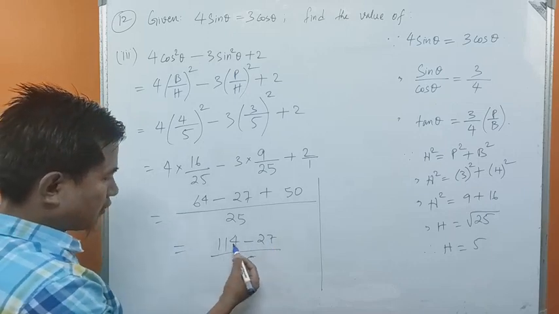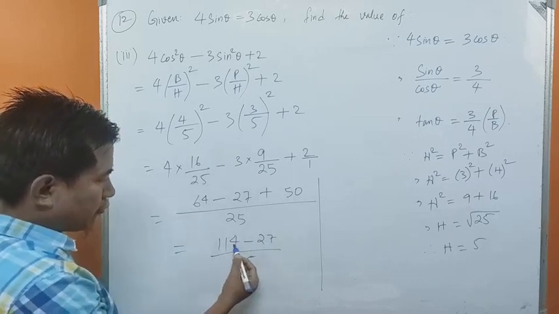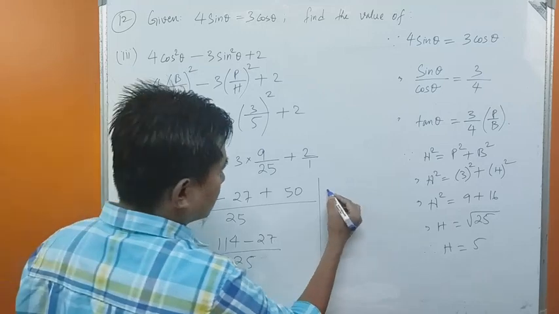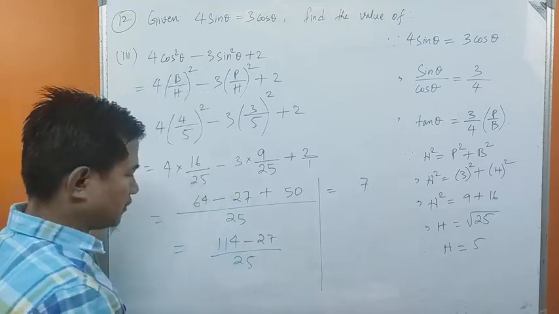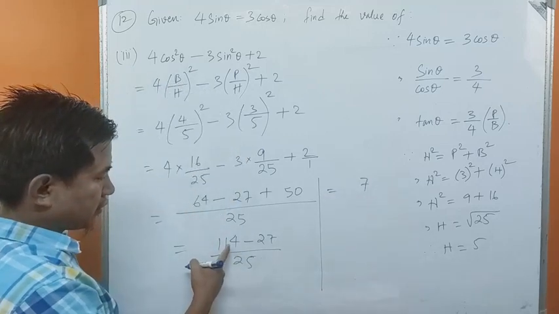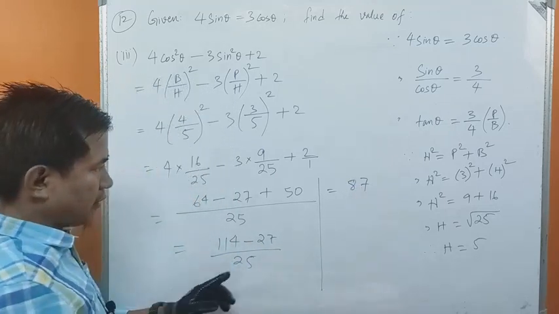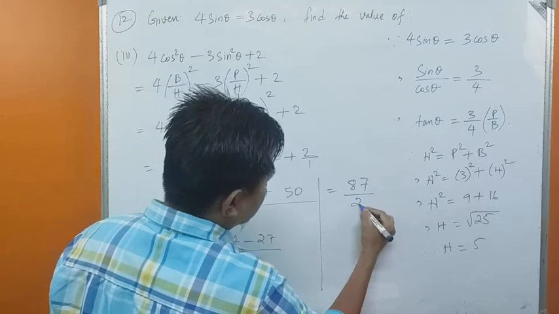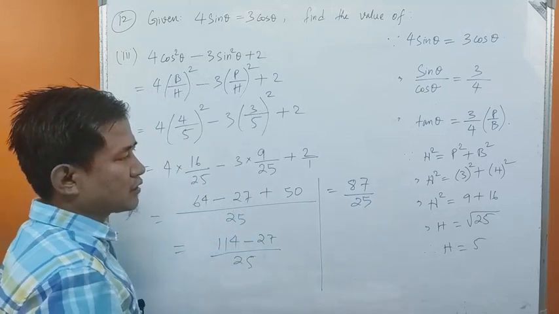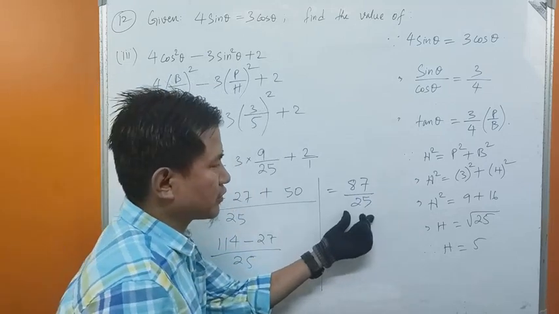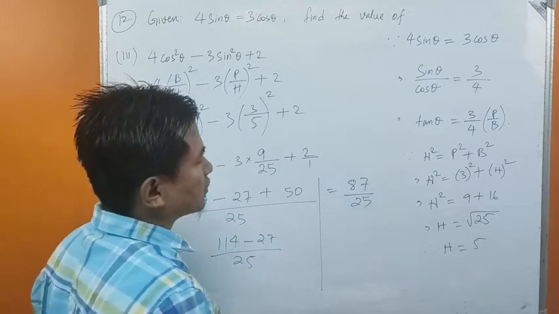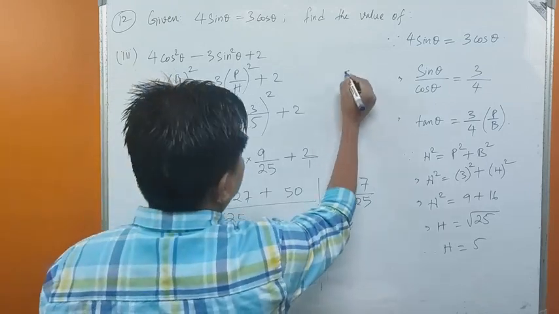So 7 cannot be subtracted from 4. 14 minus 7 is 7. This gives us 7. Now this becomes 10, isn't it? So 10 minus 2 is 8. 87 upon 25. Okay, so we cannot cancel this number, isn't it? So this is an improper fraction. Let's convert this into a mixed fraction.